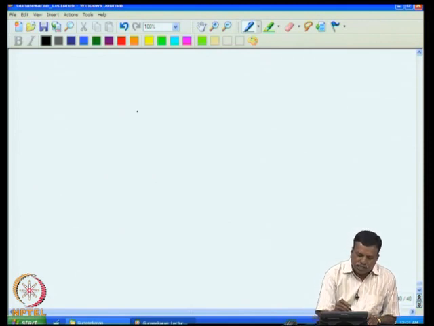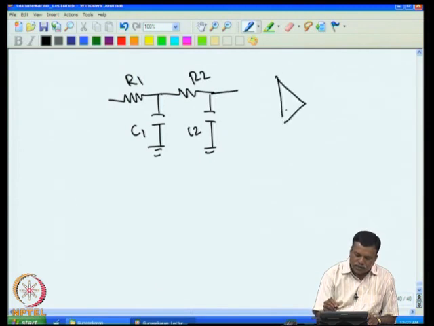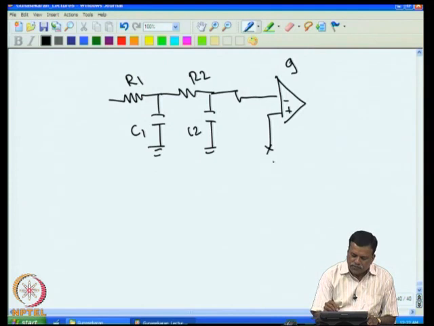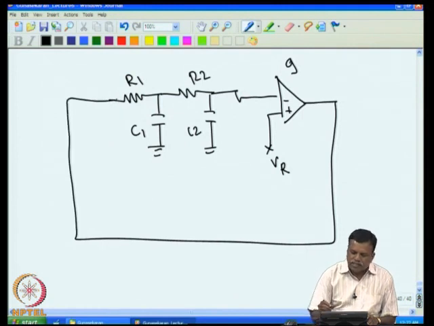Now I can show the electrical equivalent like this: you have a system with an RC, then I have another RC, say R1 C1, R2 C2. Now I put here the system with some gain G, with the reference V reference. This is where we want to set the temperature, and this I give back to this. Consider a system like this.